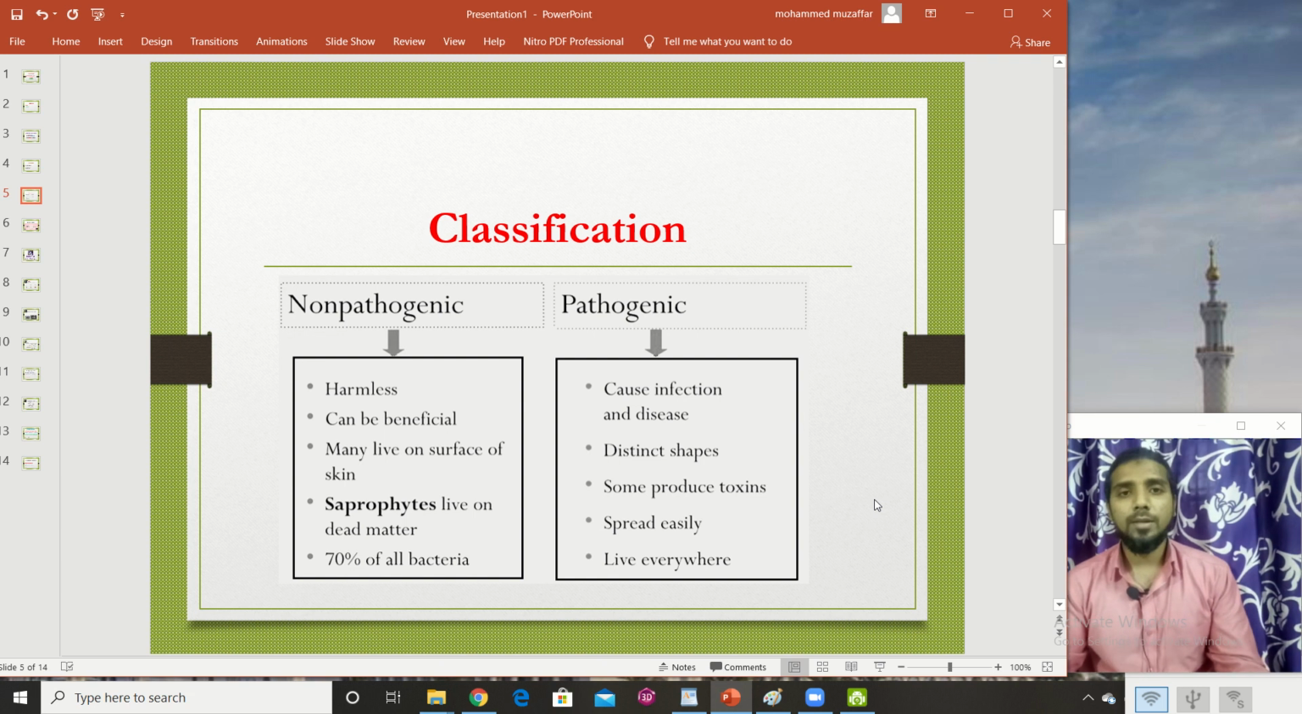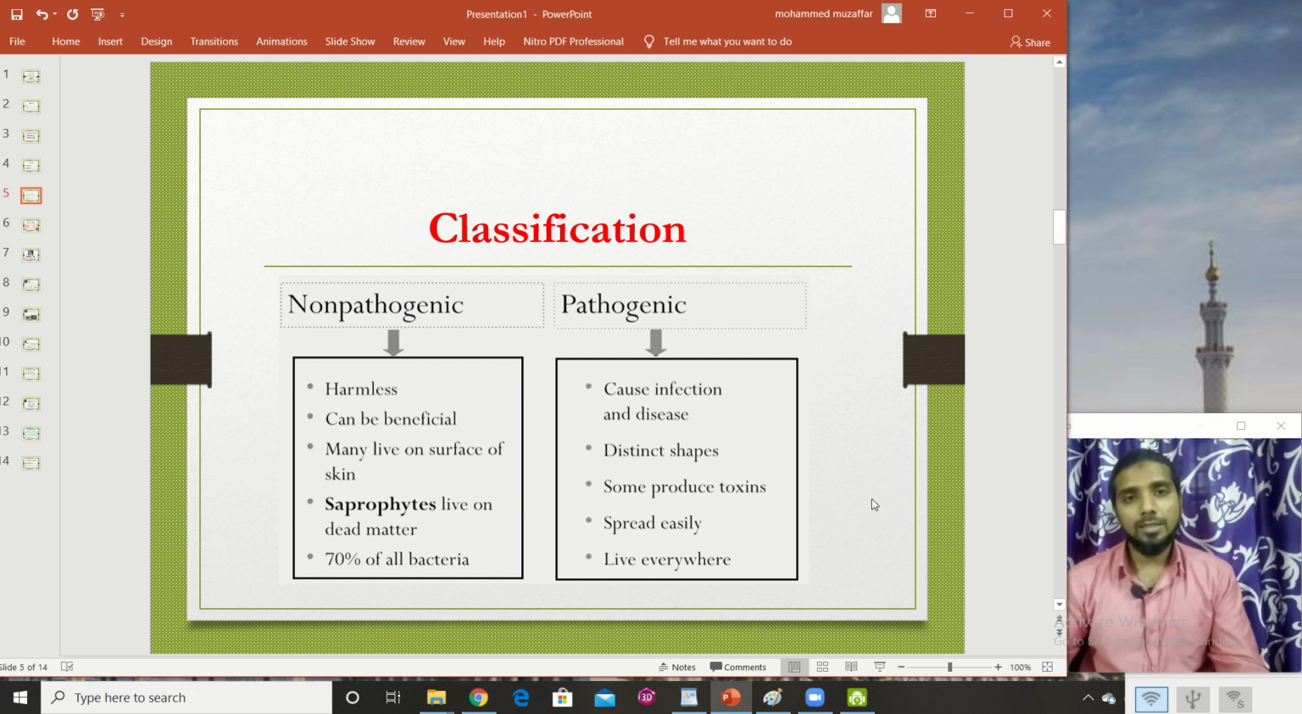As I have said, every microorganism has a specific function, let it be one which is eco-friendly, or let it be one which causes a disease. If the microorganisms are eco-friendly, which means they don't cause any harm either to the host cell or to the surroundings, they are called non-pathogenic. Non-pathogenic means those organisms which don't cause any harm to the host cell. On the other hand, pathogenic microorganisms are those which cause harm to the host cell.